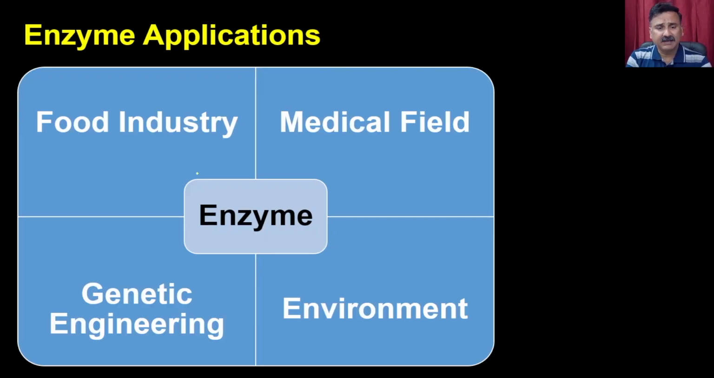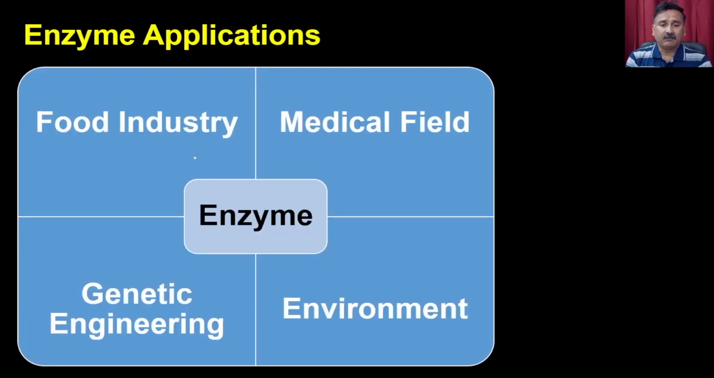for human welfare. What you can see here is that the enzymes have diversified applications. They have applications in every other field of biotechnology where you are supposed to convert a substrate into a product or something like that. But we have chosen only four topics: application of enzyme in the food industry, in the medical industry, in the environment, as well as the enzyme in genetic engineering.